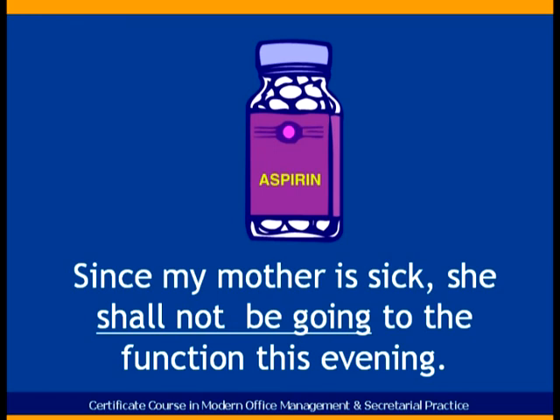Try making a couple of sentences of your own. Use any of the words shall be, will be, shall not be, or will not be. Show your sentences to a partner. Check your partner's sentences.